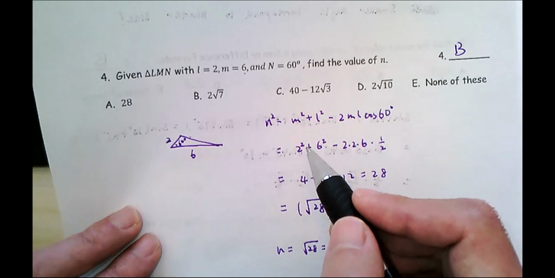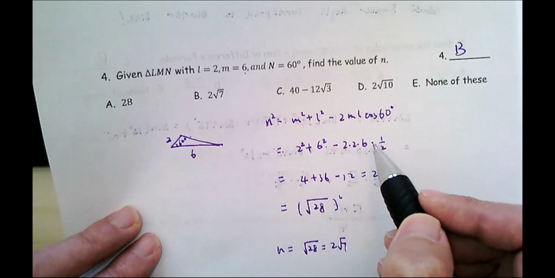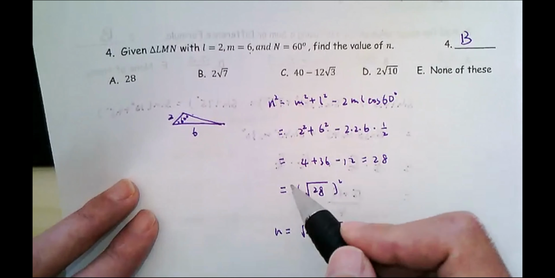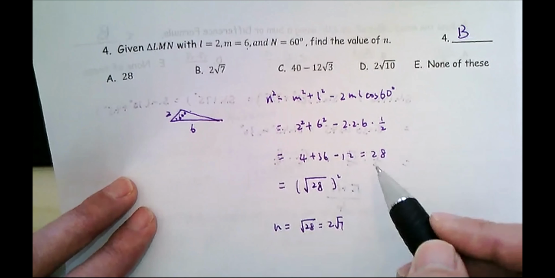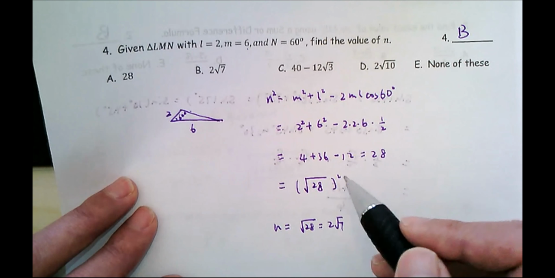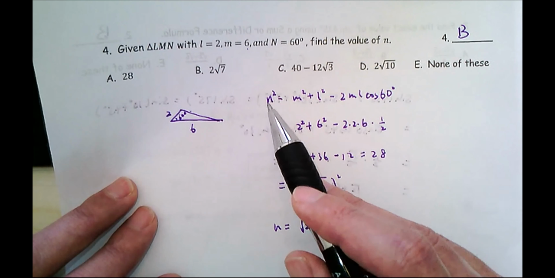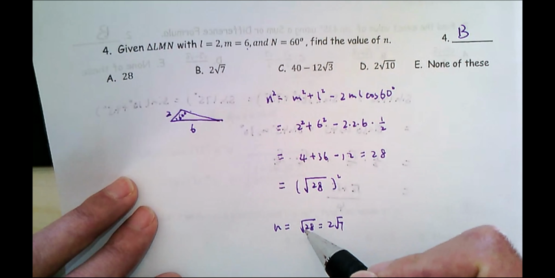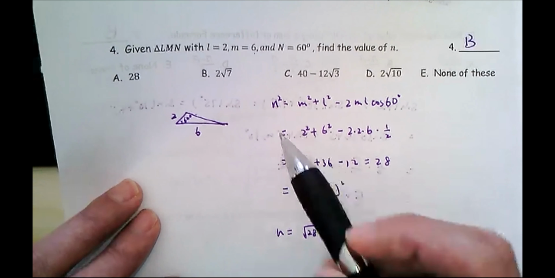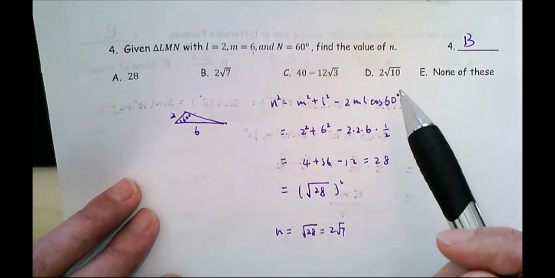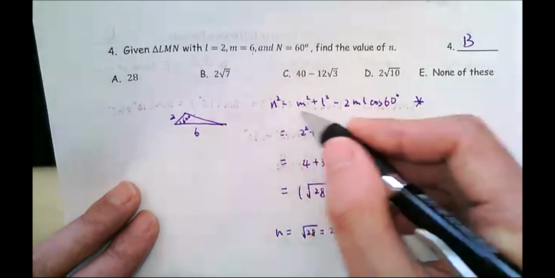So it's 2 squared plus 6 squared minus 2 times 2 times 6 times 1/2, which is 4 plus 36 minus 12, which gives you 28. You can rewrite it because we have n squared here, so n is just the square root of 28, which is 2 times the square root of 7. The answer is B. So the key is to find the formula to use.